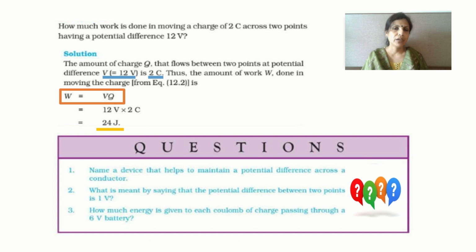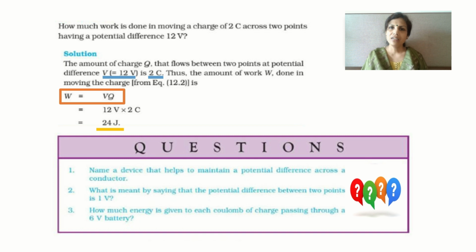Based on today's video lesson, we have some questions for you. Name the device that helps to maintain a potential difference across a conductor. A very obvious and easy answer: it is a cell or a battery. What is meant by saying the potential difference between the 2 points is 1 volt? Actually we have to define the SI unit of potential difference, that is 1 volt. So we will say it like this: potential difference is said to be 1 volt when 1 joule of work is done to move a charge of 1 coulomb from one end to the other end.